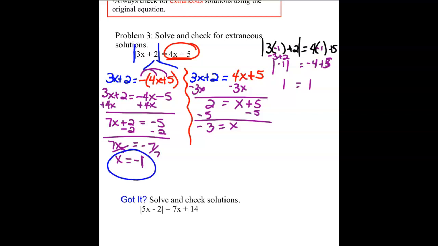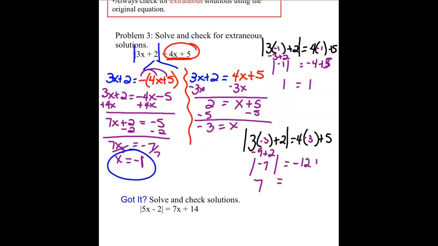Checking the second one. This time we are plugging in a negative 3. Simplifying on the left, 3 times negative 3 is negative 9. Adding 2 is negative 7. When we take its absolute value, we just get 7. On the right side of this equation, 4 times negative 3 is negative 12. When we add 5 to that, we get negative 7. And 7 does not equal negative 7.